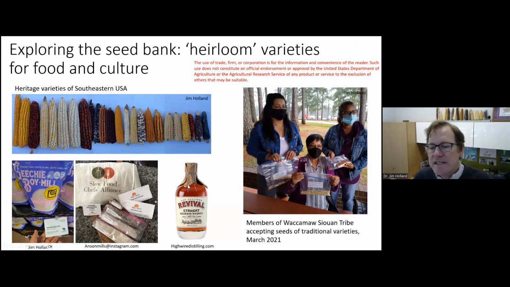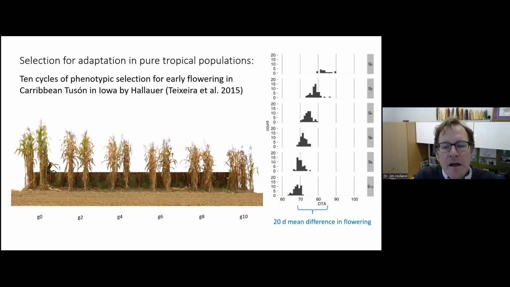There are people who are interested in distilling, and there's also a cultural importance to these things. This is a group of people from the Waccamaw Siouan tribe, an indigenous group in North Carolina, and they are rematriating some of these varieties for cultural purposes, because these are things that their ancestors grew for probably thousands of years, and then some of that culture was lost, and they'd like to reclaim that. Okay, so that was one: evaluate the germplasm collection and see what's in there.